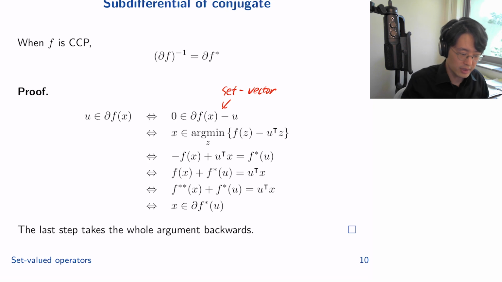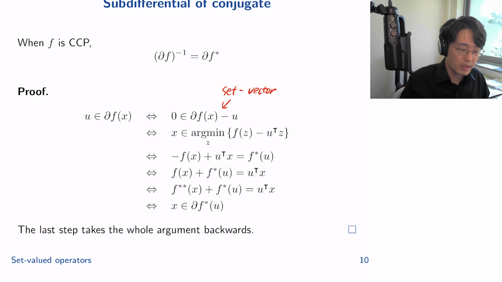Okay, next we take this and put it on the right hand side, which flips the left and right side, so you get f plus f star is equal to u transpose x. And then when the function f is CCP, well, f is equal to f double star. So these two are equal under the assumption that f is CCP.